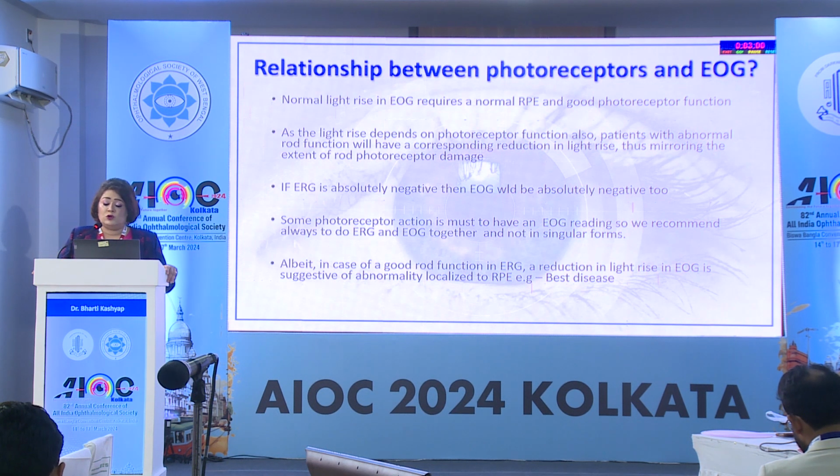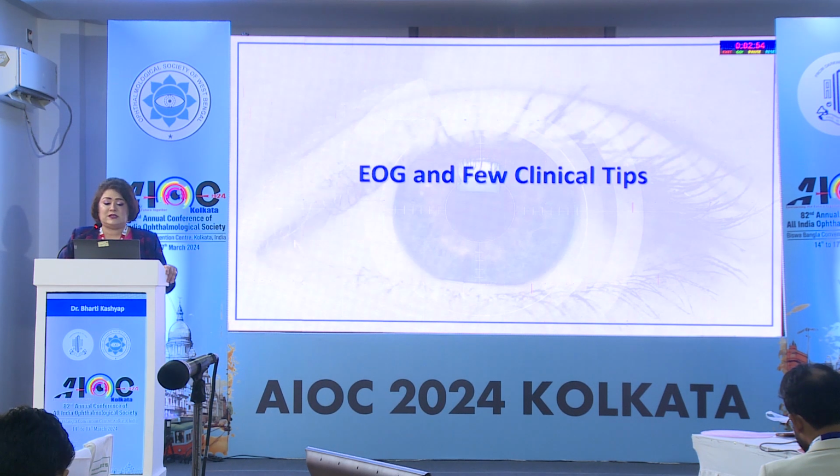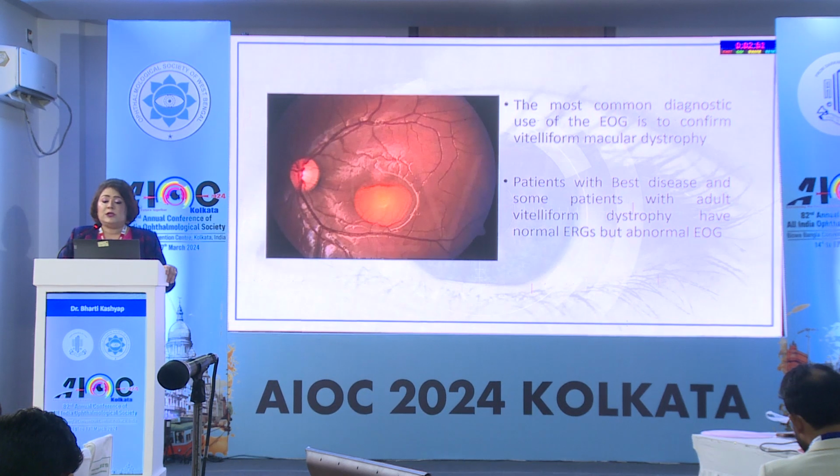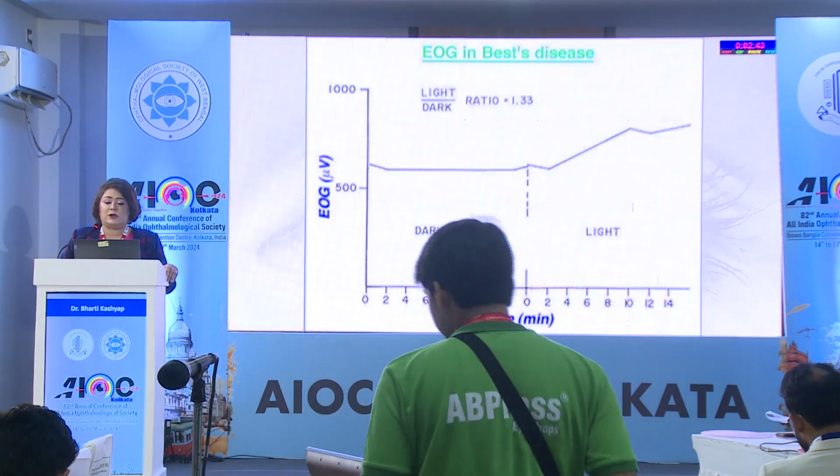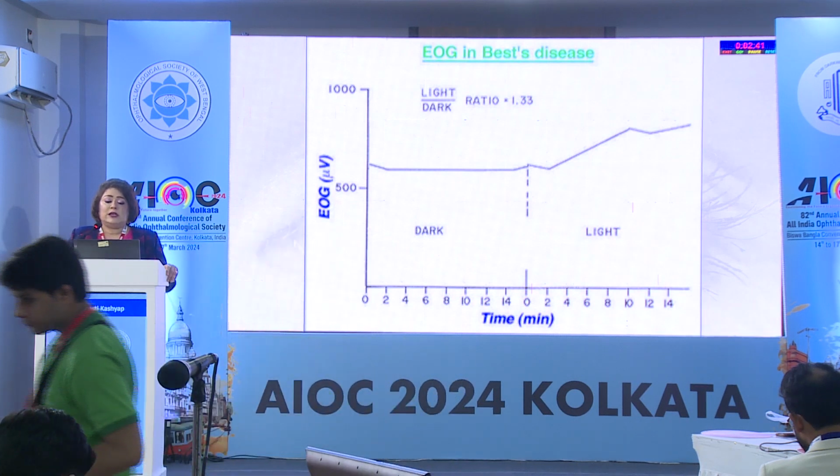In case of good rod function in ERG, a reduction in the light rise in EOG is suggestive of abnormality located in the RPE, that is Best disease. Now a few clinical tips. The most common diagnostic use of EOG is to confirm vitelliform macular dystrophy. Patients with Best disease and some patients with adult vitelliform dystrophy have normal ERG and abnormal EOG. You can see here the EOG is reduced.